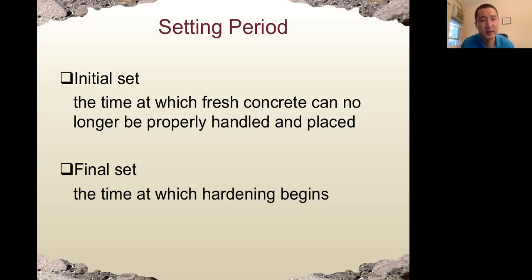For typical concrete, the initial set time is between 2 to 4 hours. Final set time is defined as the time at which the hardening begins. That means the time we can detach the formwork from the concrete, so the concrete can stand on its own and workers can stand on it. So concrete achieves enough strength at the final set time. Normally, it is 5 to 8 hours for the final set time of concrete.